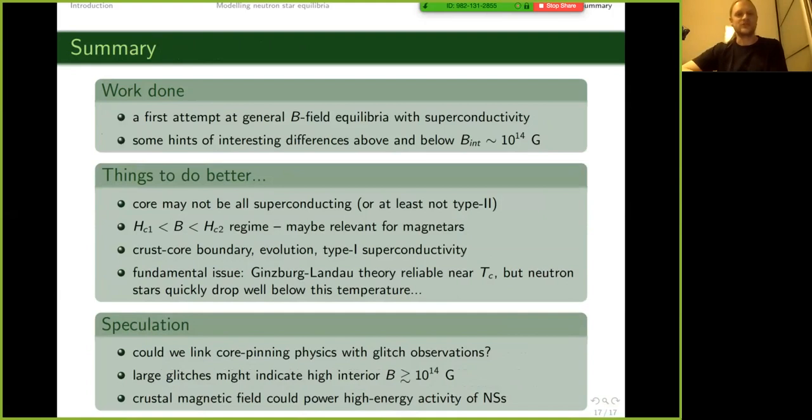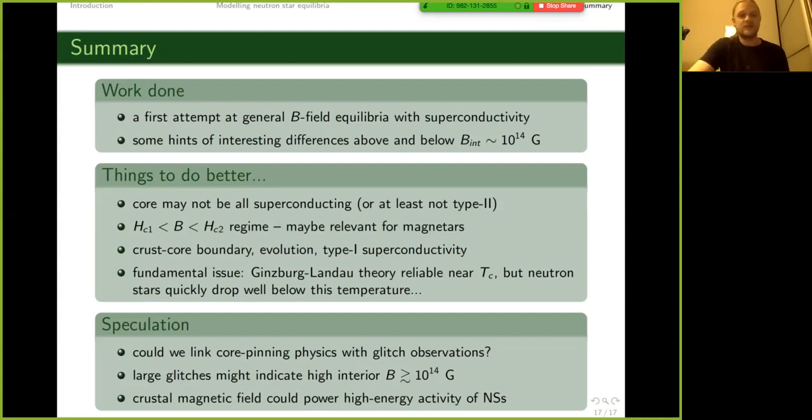And then there's much more uncertainty, of course, afterwards. The core might not all be superconducting, or it might not all be type 2 superconducting. I have no idea how to deal with the type 1 region. Like I said, you don't have that local ordered structure of flux tubes that you can average over.